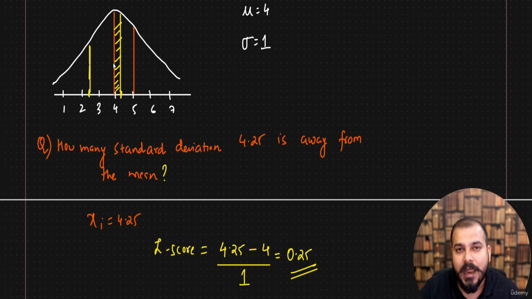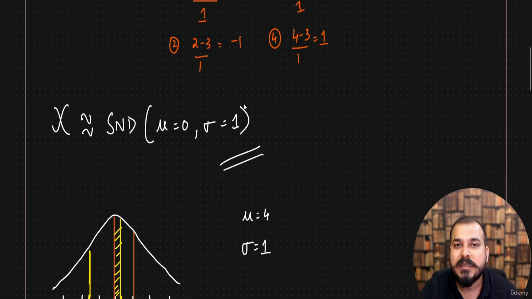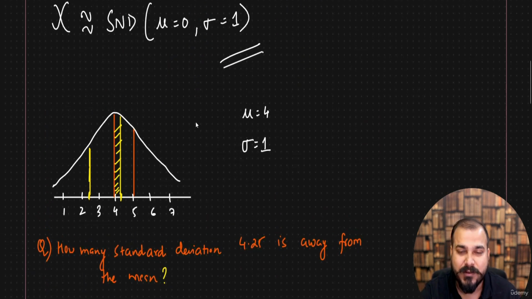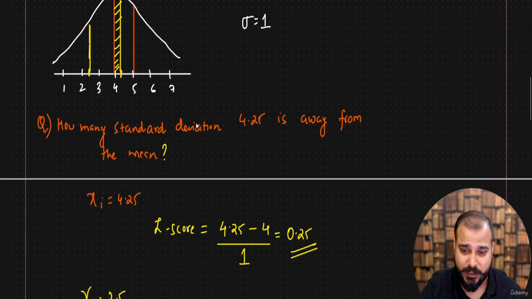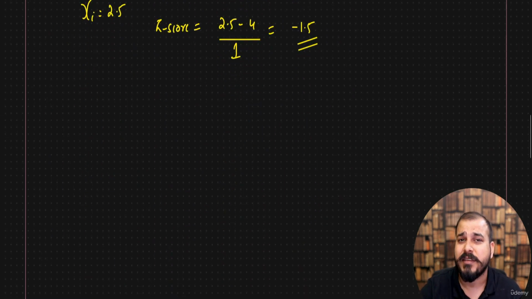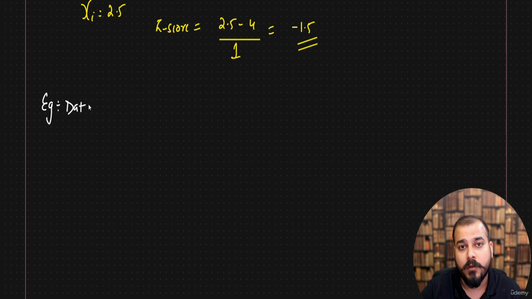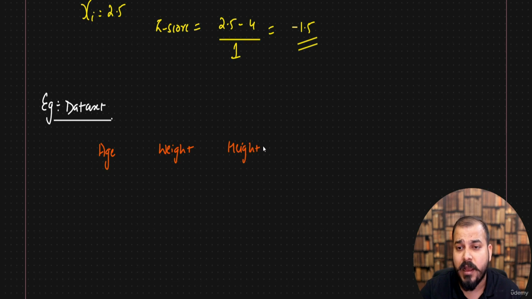Now, you may be thinking, Krish, why do we use this z-score? Why are we specifically using the standard normal distribution? Here also, I'll give you an example. Let's consider a specific data set. Now in this data set, let's say that I have a feature called age. I have a feature called weight. I have a feature called height. I have a feature called salary, right?